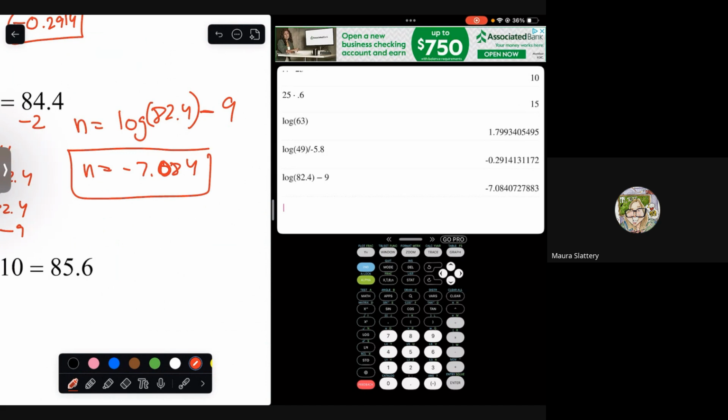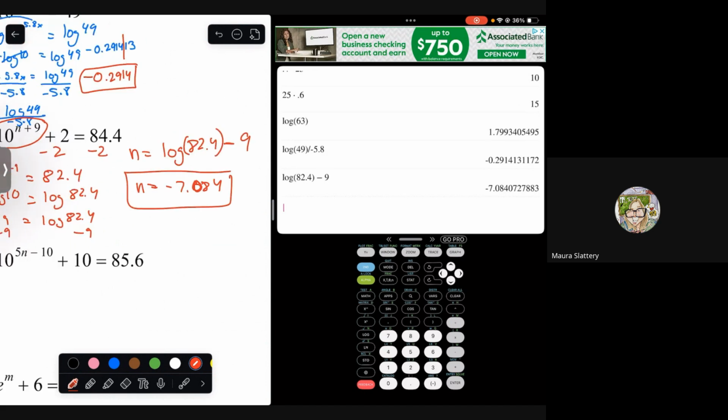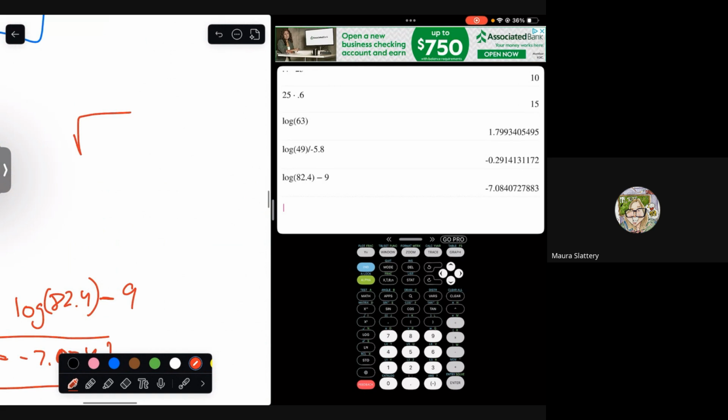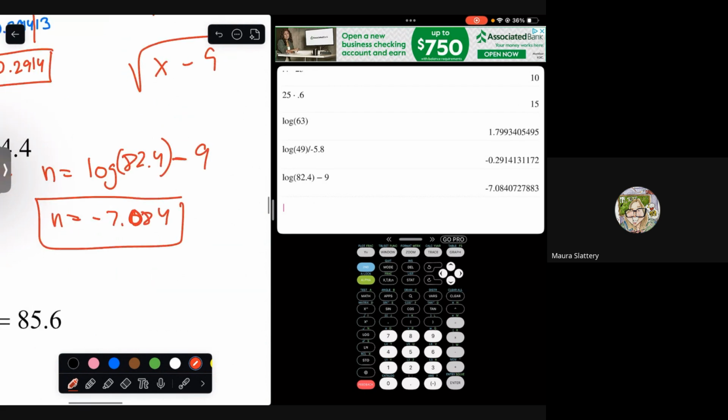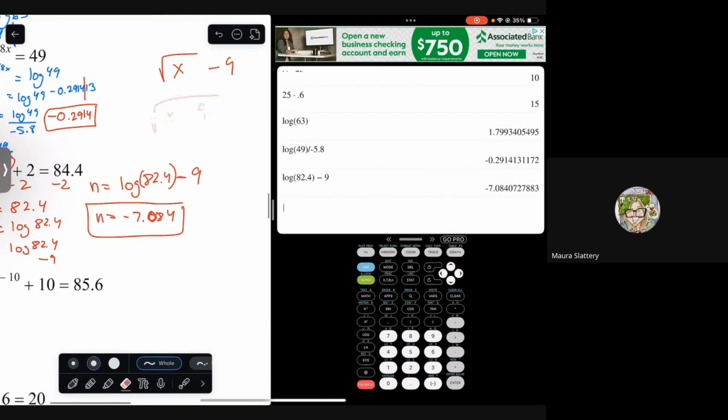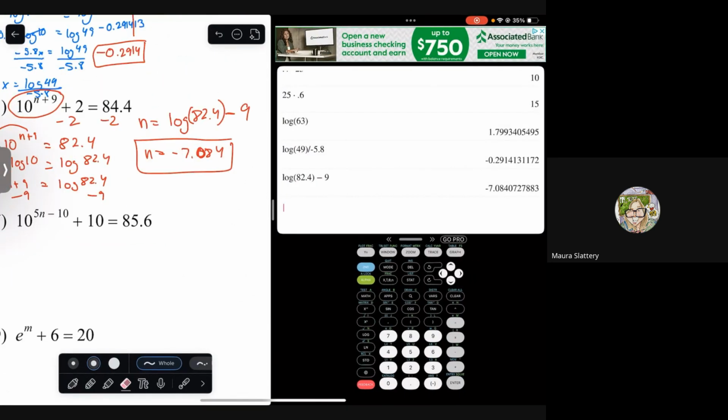Why wouldn't you just subtract the 9 from the 82.4? It's very similar to the square root of x, minus 9, versus the square root of x minus 9. The 9 is on the outside of the function. Does that make sense? So we can't just throw it in there. All right. Good.